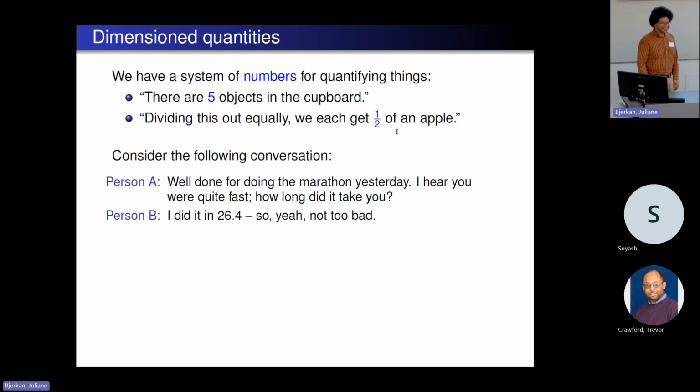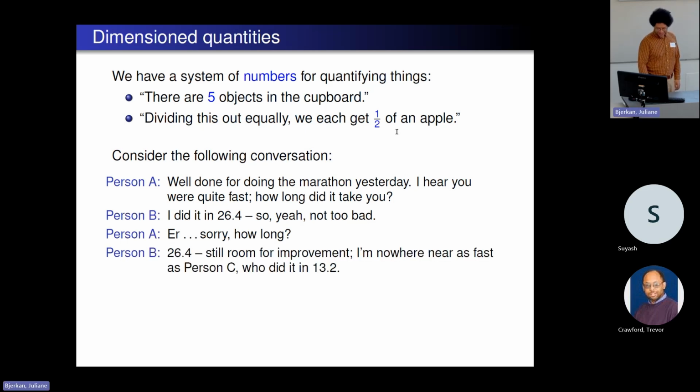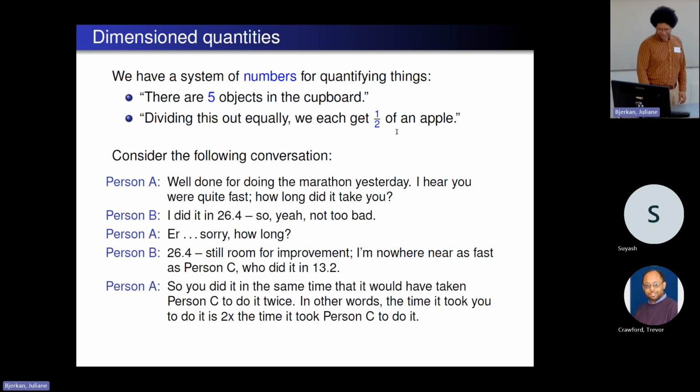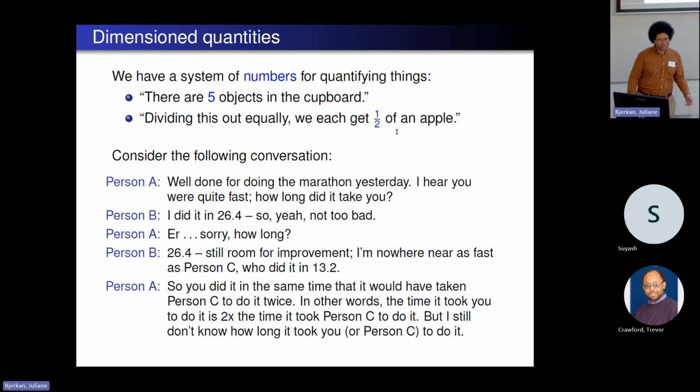Person B, I did it in 26.4. So yeah, not too bad. Person A, sorry, how long? Person B, 26.4. So still room for improvement. I'm nowhere near as fast as person C, who did it in 13.2. So person A says, okay, so you did it in the same time it would have taken person C to do it twice. In other words, the time it took you to do it is 2 times the time it took person C to do it. But I still don't know how long it took you or person C to do it.